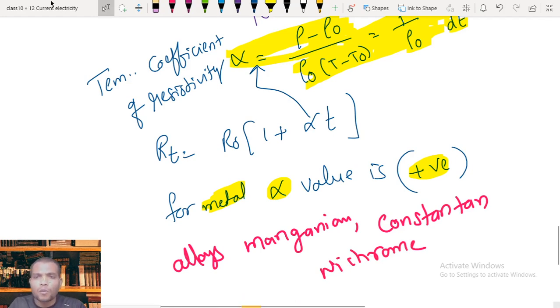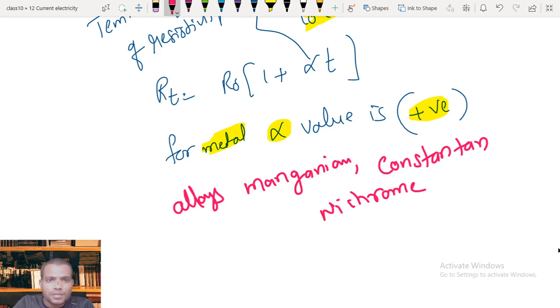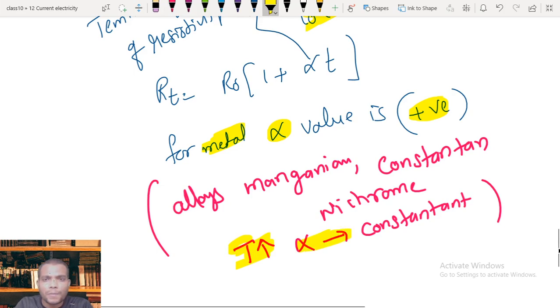So these are the different combinations of the alloys which we are going to use for practical purposes. For these alloys, not the metals, the alpha value is very small. It does not change at all with increasing temperature. When the temperature increases, the alpha value remains constant. That's the reason these are the materials we prefer in practical use, other than the conductors.